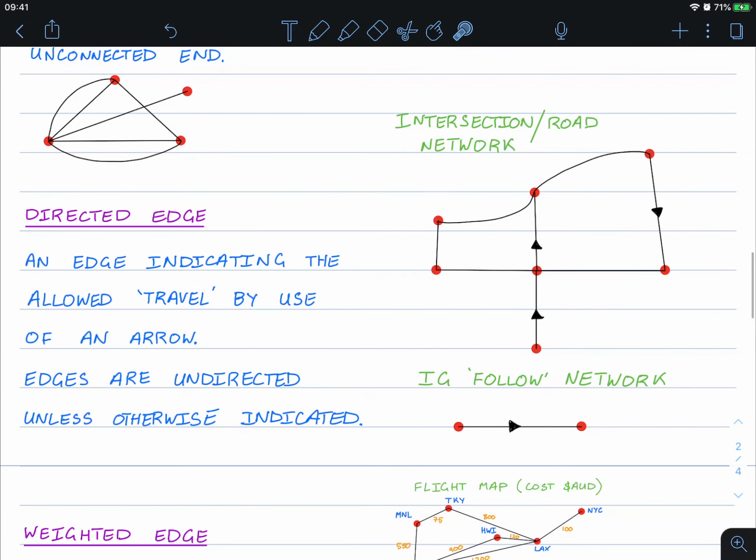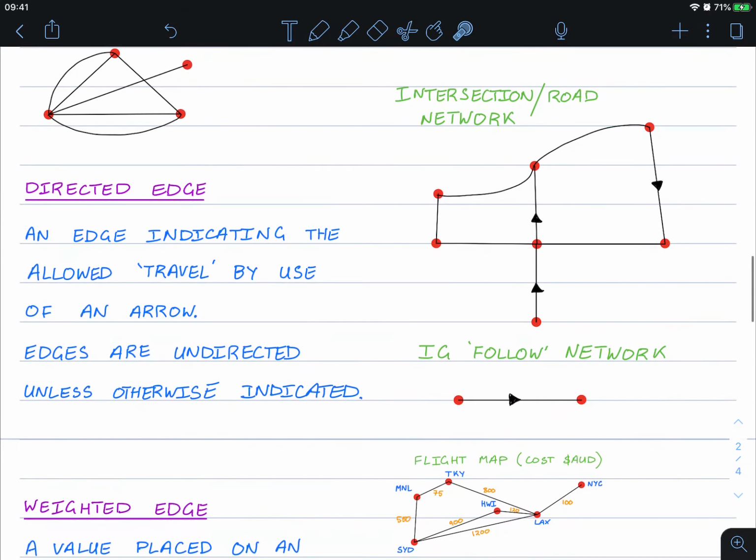Another funny idea I had to represent this idea of a directed edge is when you follow someone on Instagram. So a follow can go one way, but if they don't follow back, it remains a directed edge.